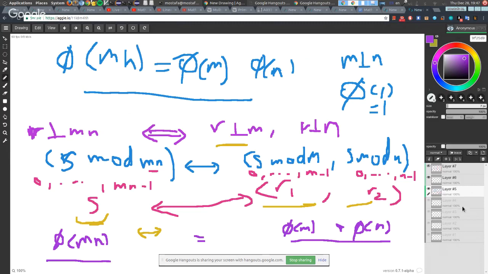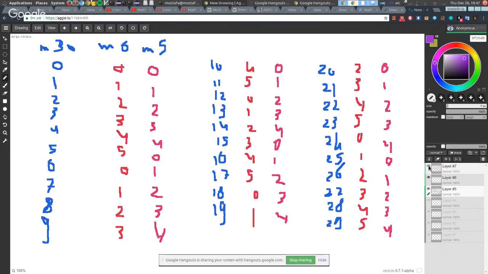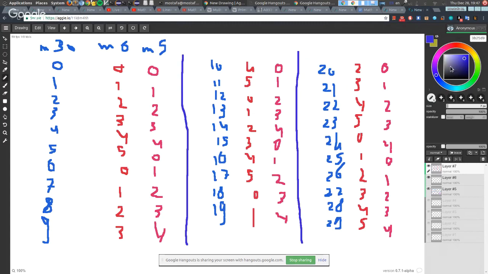To see an example of this correspondence, this is the residue table. The first column, in blue here, is the numbers mod 30. The second column is the numbers mod 6, and the third column is the numbers mod 5. So we can go through the numbers that are coprime with 30.